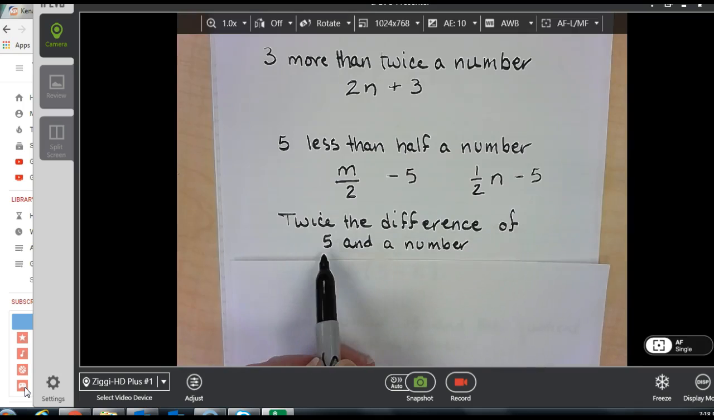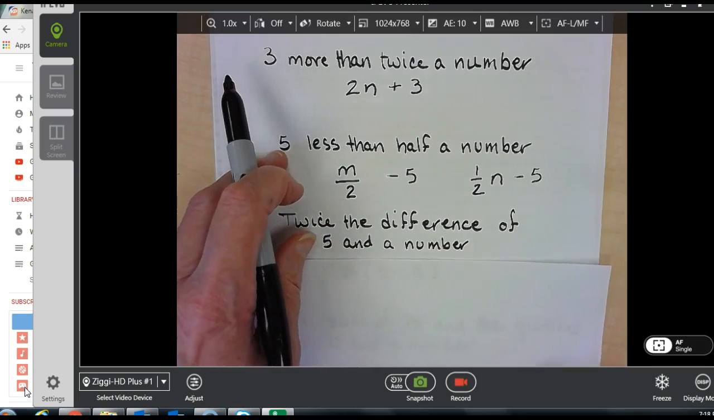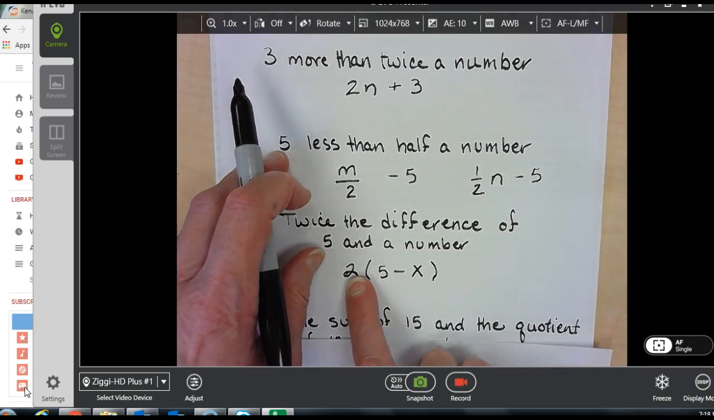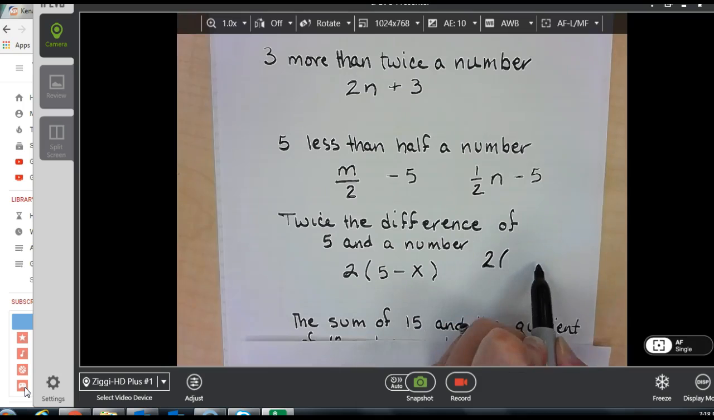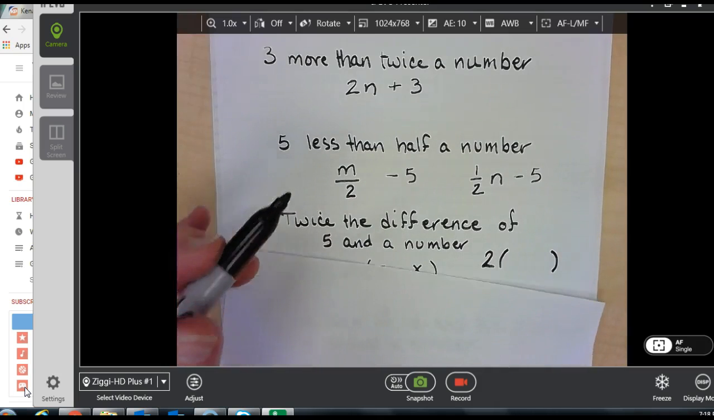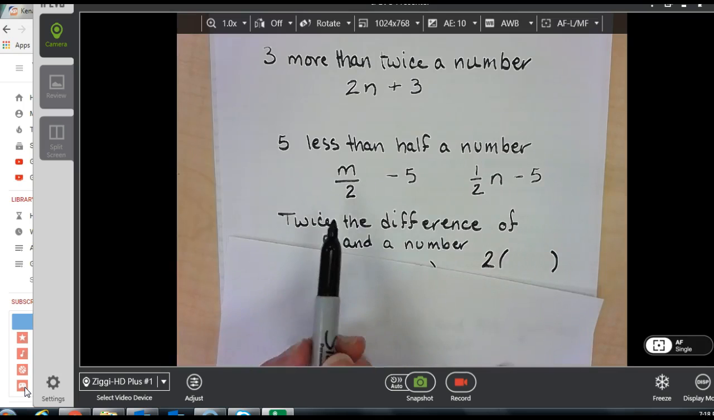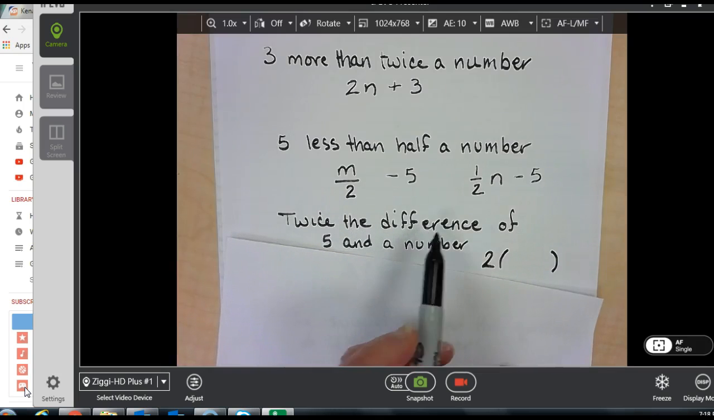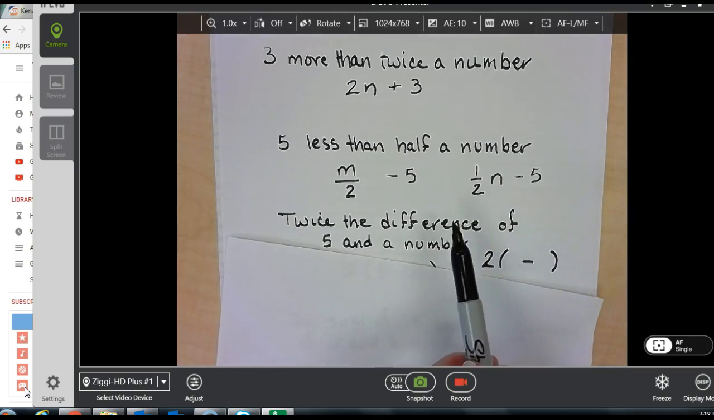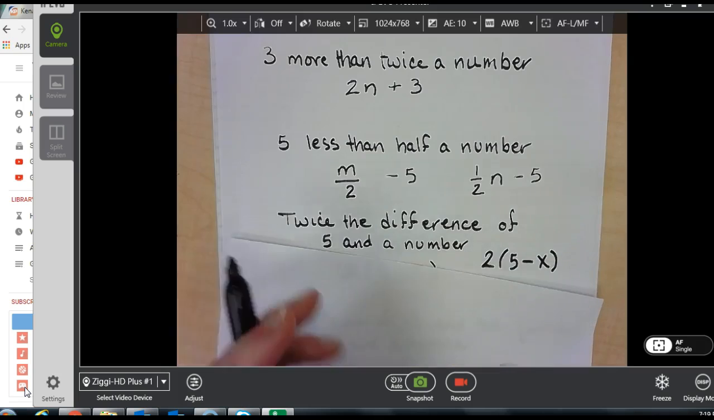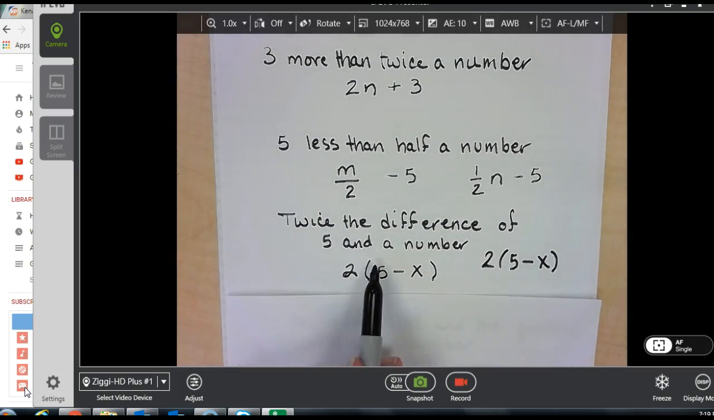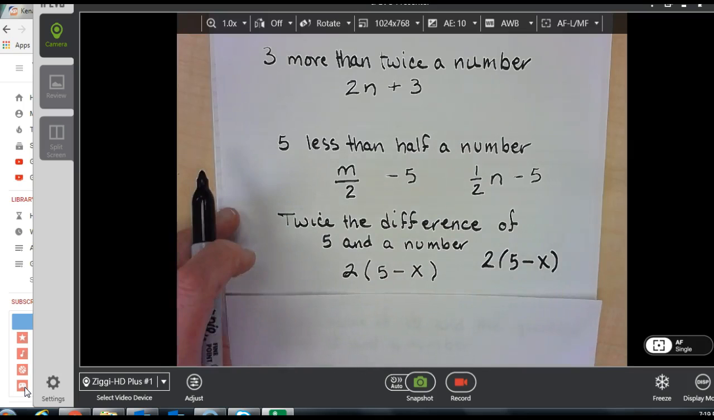Twice the difference of 5 and a number. So you had twice, which means 2 times. So when I have 2 times, I always do 2 and parentheses. Now I'd finished this problem before, so I'm going to just write it up here. So when I say 2 times, I'm going to do 2 parentheses, and now I read the rest of it. The difference. Difference means I'm subtracting 2 things. So I put the minus sign in there. So it's the difference of 5 and a number. So then I get my 2 times 5 minus x, and I would be done.